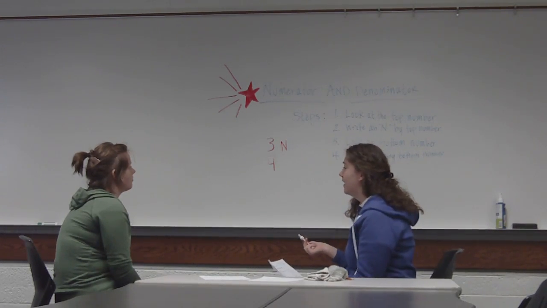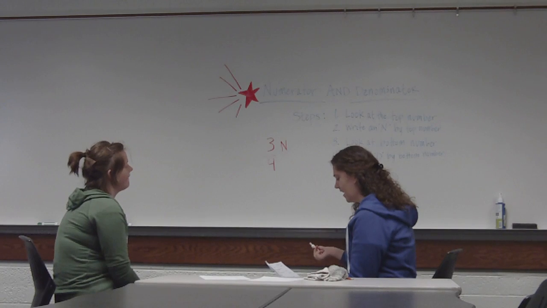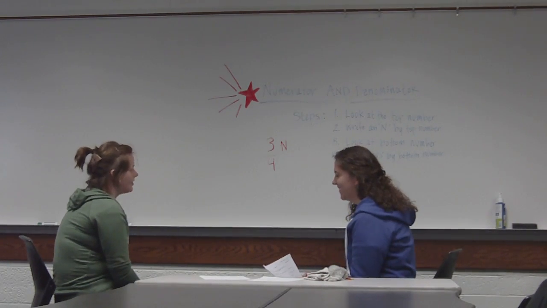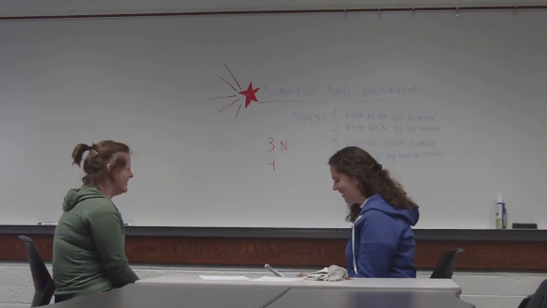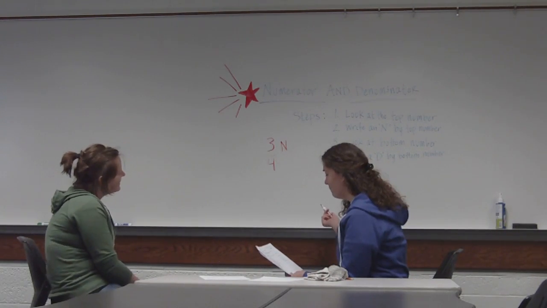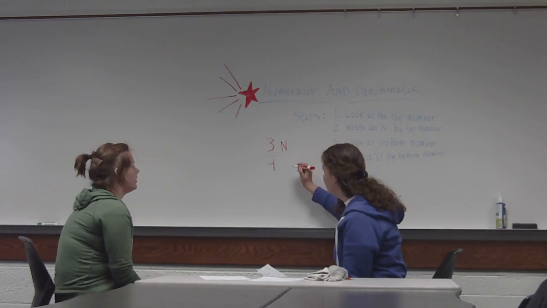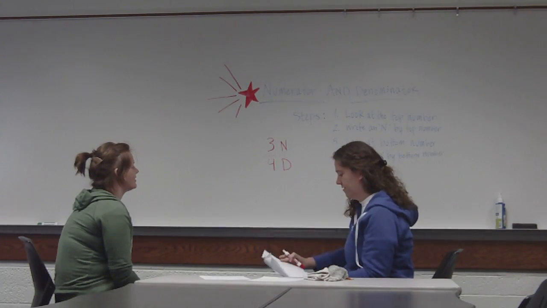Okay, now I'm going to look at the bottom number. What do I look at? The bottom number. Exactly. The bottom number is called the denominator. What's the bottom number called? The denominator. Perfect. Good remembering. Okay, next I'm going to label the denominator with a D. What do I do next? Label the denominator with a D. That's exactly right. You're doing so great.